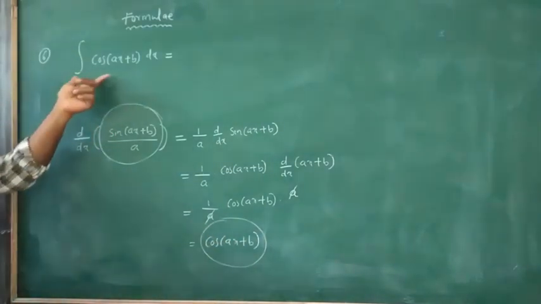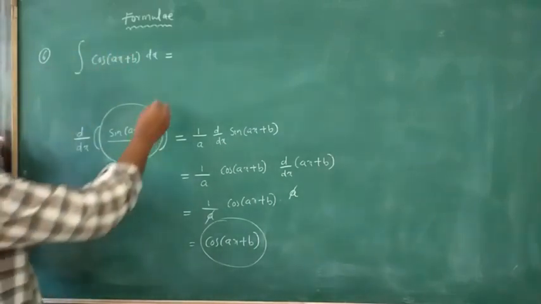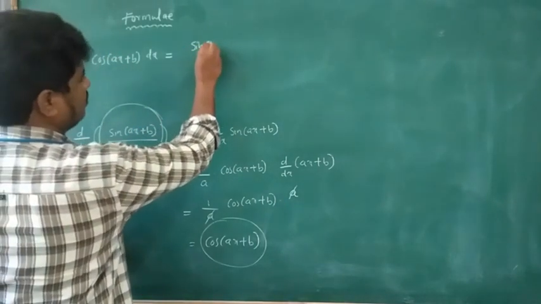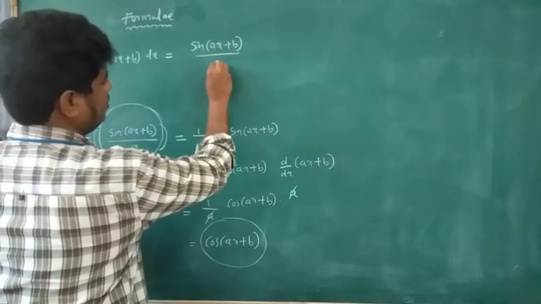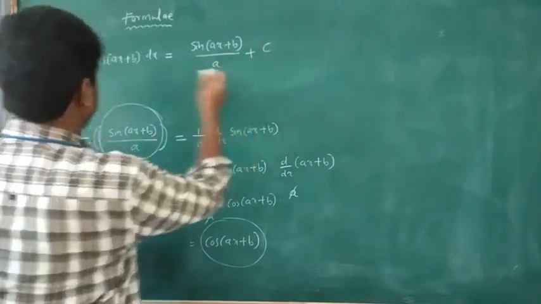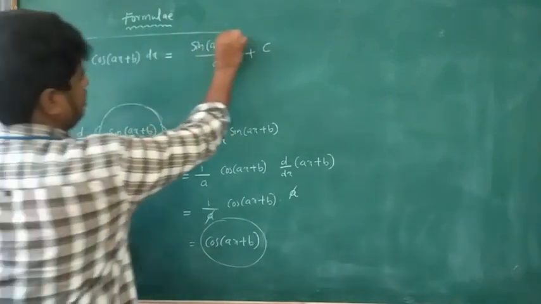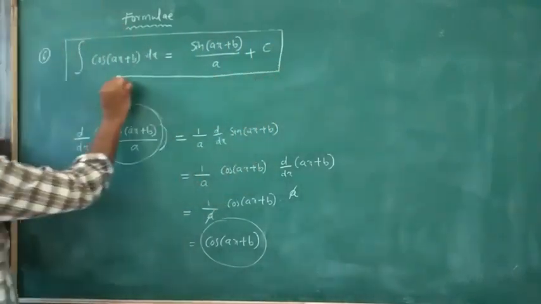Here the integral of cos of ax plus b dx will be sin of ax plus b divided by a plus c. It is the sixth formula.